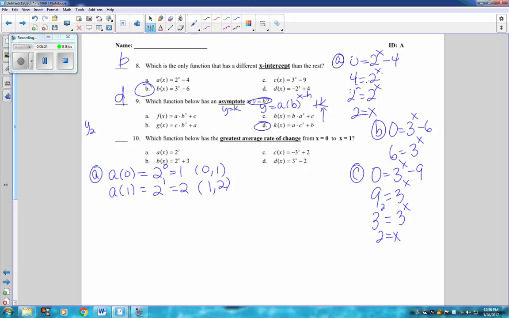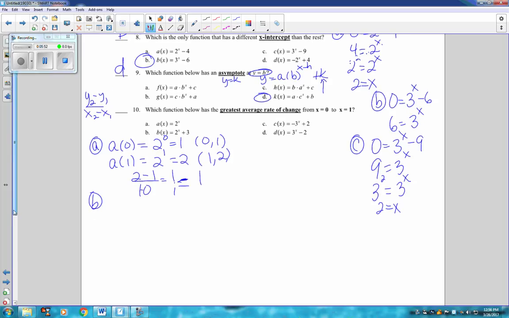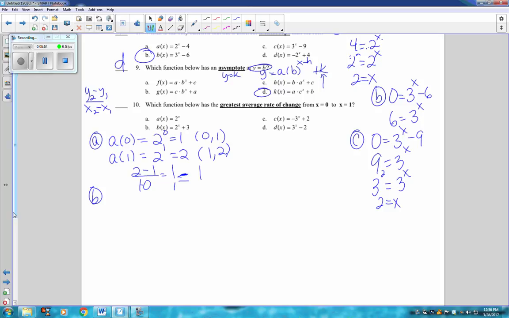Now that I have the ordered pairs, I'm going to find the average rate of change. Remember, that is nothing more than your slope formula, which will be on the milestone test. So y sub 2 is 2 minus y sub 1 is 1, over 1 minus 0. So that gives me 1 over 1, which is 1.